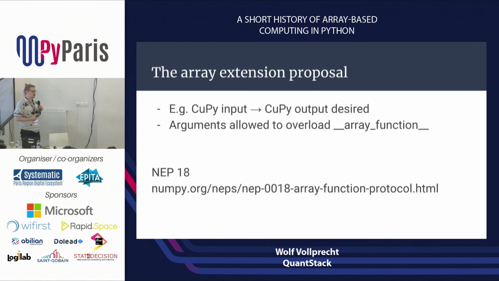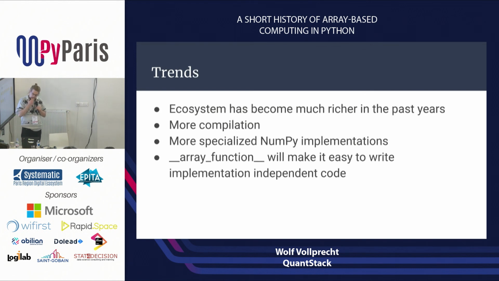And the same is already true for the ufuncs I showed, because there's already an __array_ufunc__ extension point. And I think that's going to help bring the ecosystem back together onto this NumPy kind of standard implementation. If you're interested in this, it is probably going to show up in NumPy 1.16. And there's this NumPy enhancement proposal number 18, where this array function protocol is described.